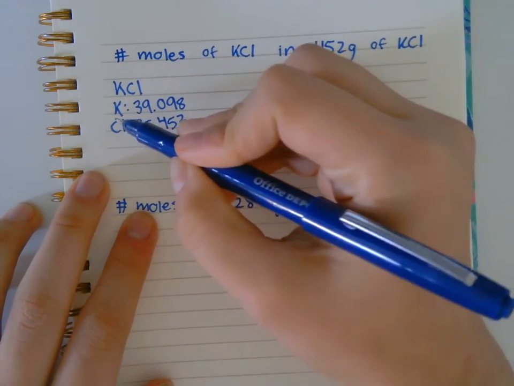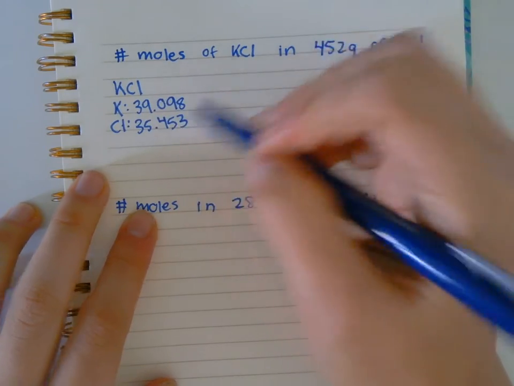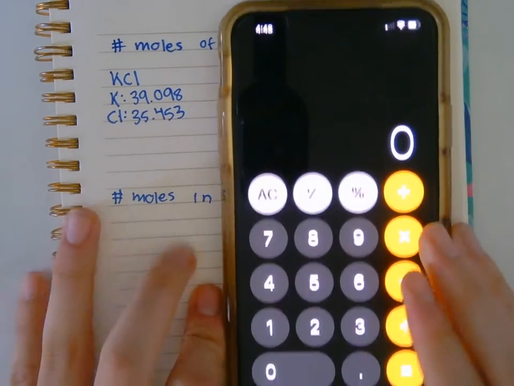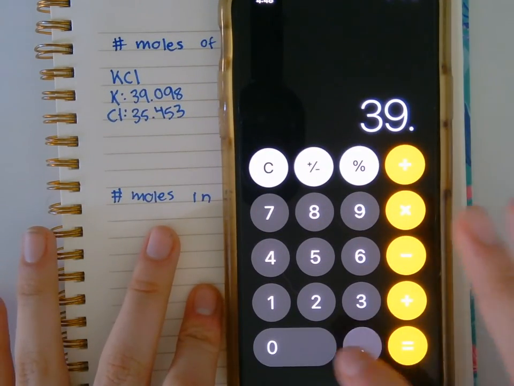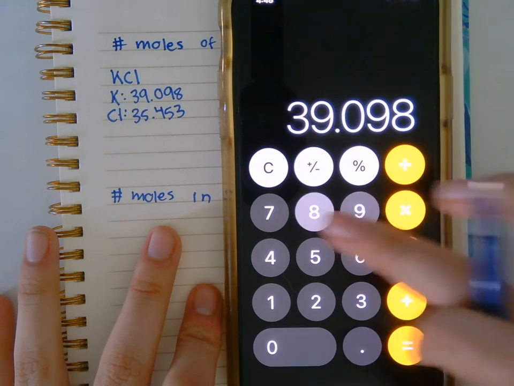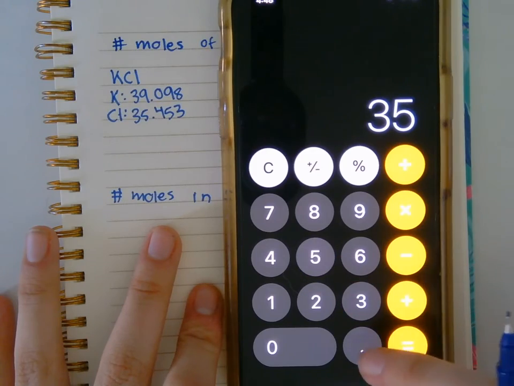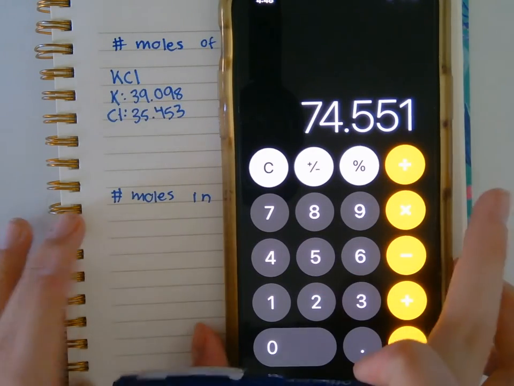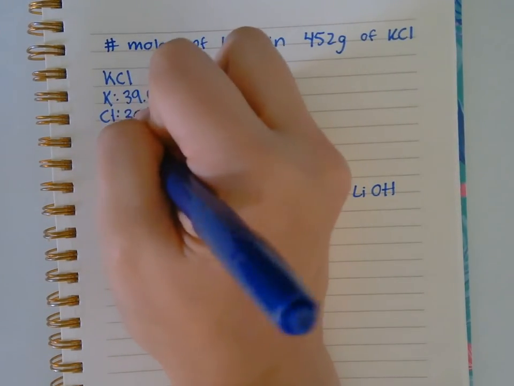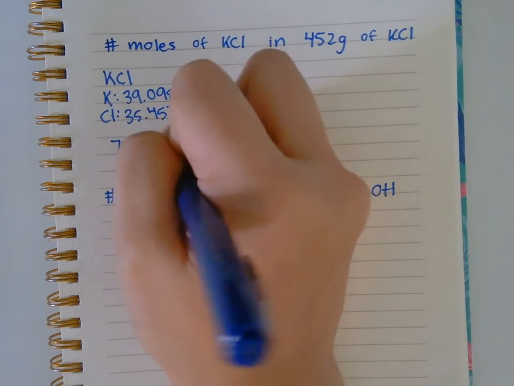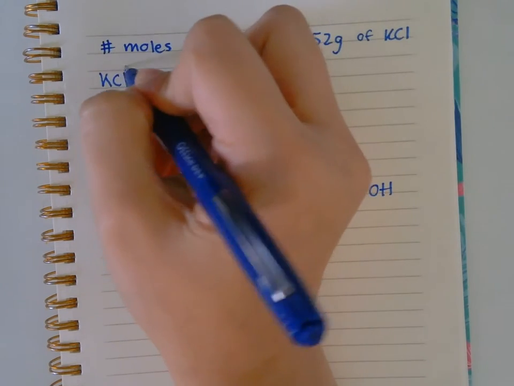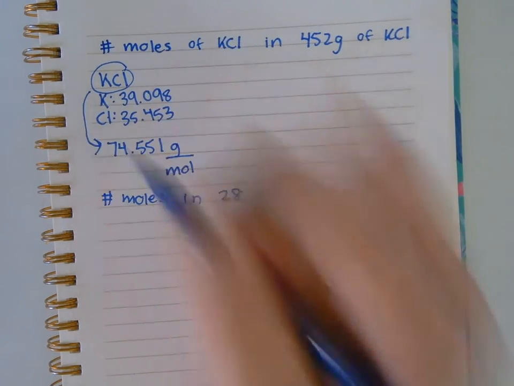Because there's only one atom of each, I don't have to multiply anything else, and I can just add up those two numbers. So 39.098 plus 35.453 is equal to 74.551 grams per mole. That is the unit for molar mass. So the molar mass of KCl is that.